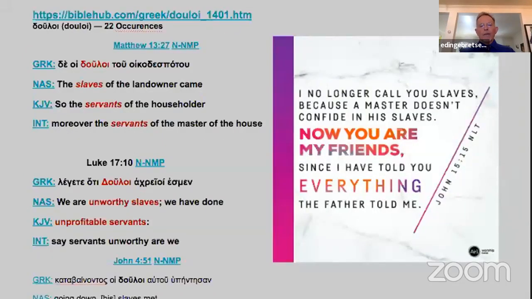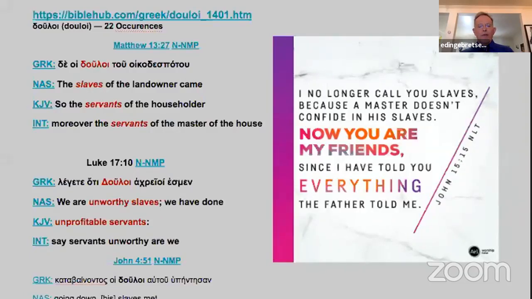Very quickly, you see on two sides here, you have the Greek, the New American Standard, the King James Version, and the New International, is that the one? So you have douloi, slaves, servants, servants. Douloi, unworthy slaves, unprofitable servants. The King James Version here in Luke is interesting because it understands that even though they are servants, they are unprofitable. So it gives away the game. These are enslaved persons. They're not servants.